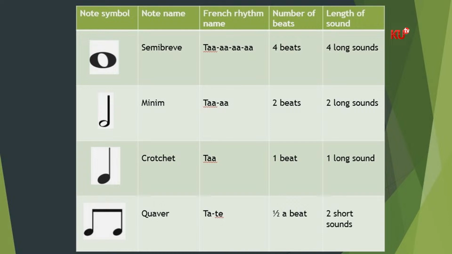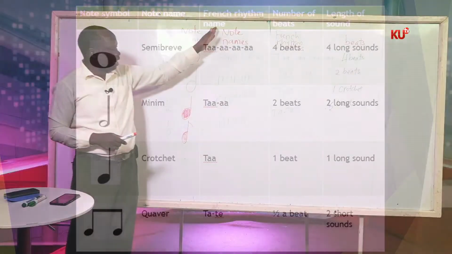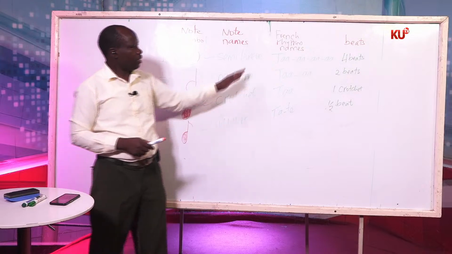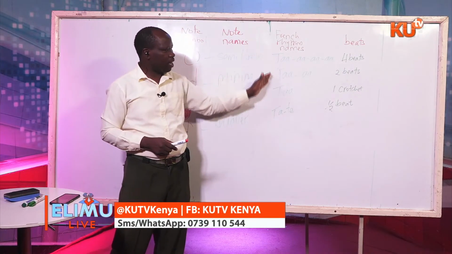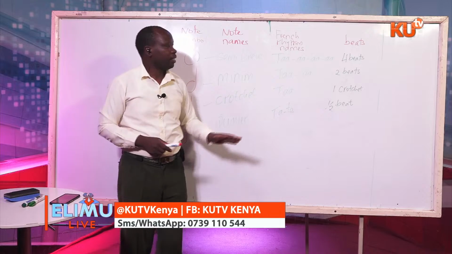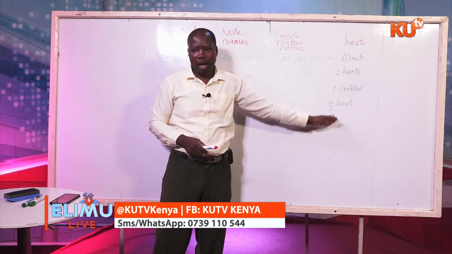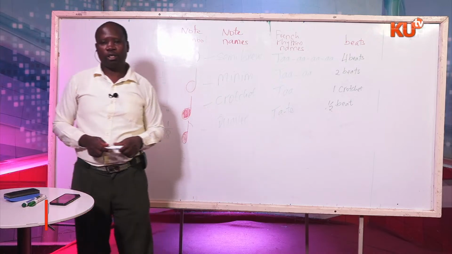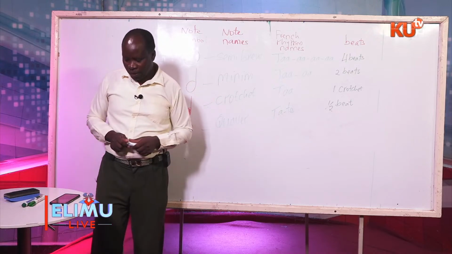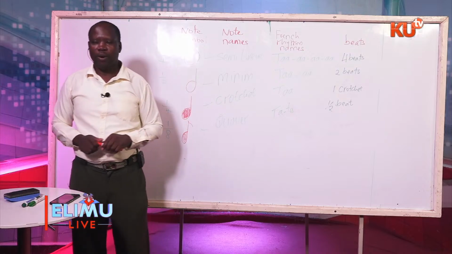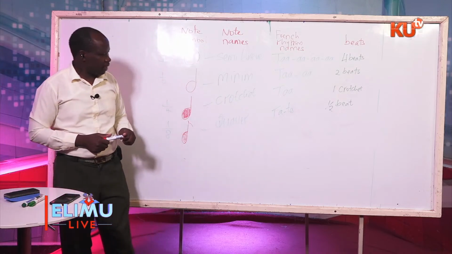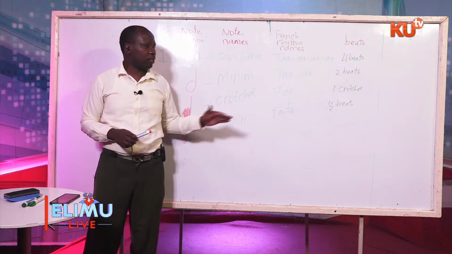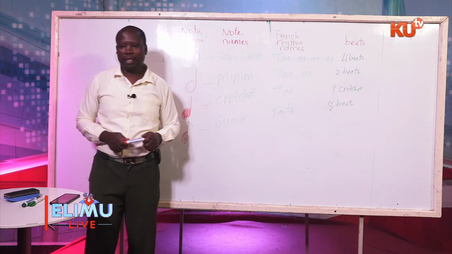So generally, this is what we learned today. I hope you can now draw the note symbols very well, the way I've drawn. You can write their note names very well. You can indicate their French rhythm names, and you can also indicate the number of beats as we have them here. So as we come to the conclusion, I would like to leave you with an assignment, an extended activity, so that you go and do more before we meet next time.